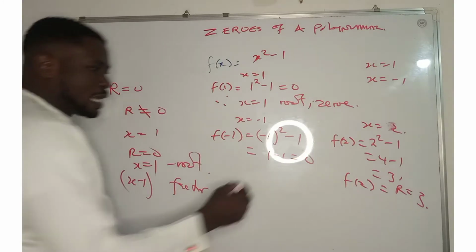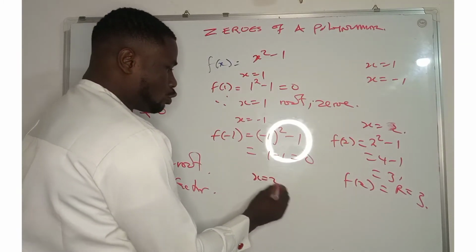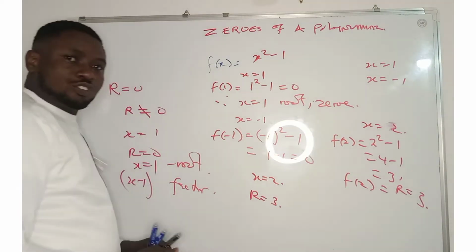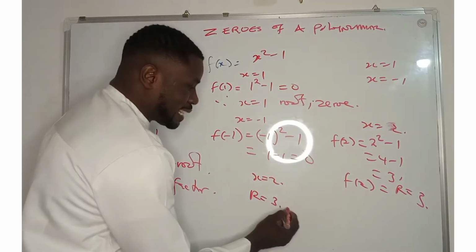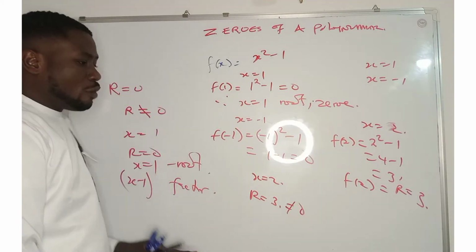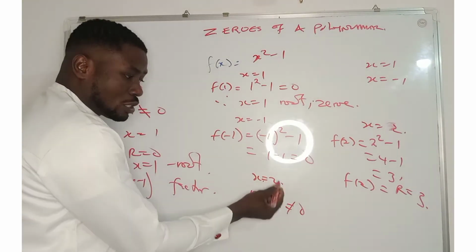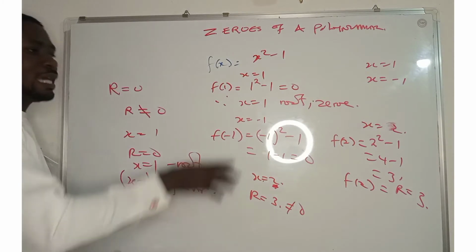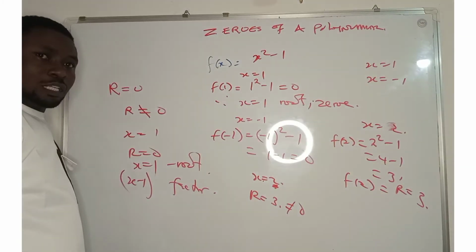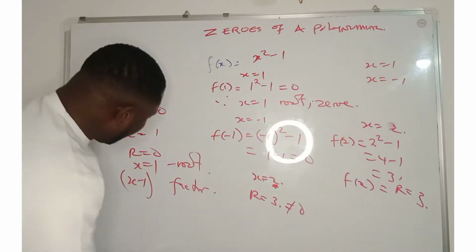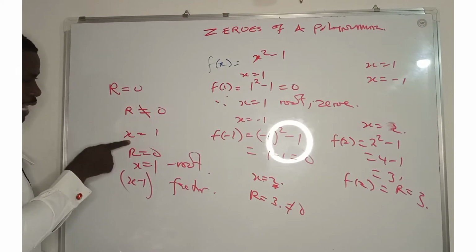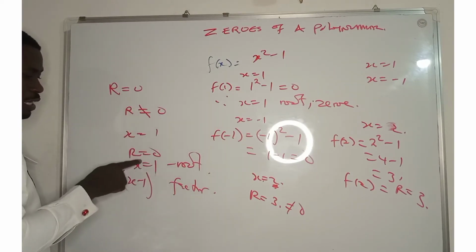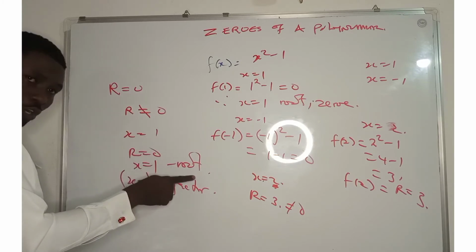For instance, in the case where we say x equal to 2, when we substituted, we found the remainder to be 3. Because the remainder is 3, it is not 0. It therefore means that 2 is not a root of that expression. That's what it means. And again, when we say x equal to 1, you notice we have the remainder 0, and because the remainder is 0, 1 is the root of the equation.